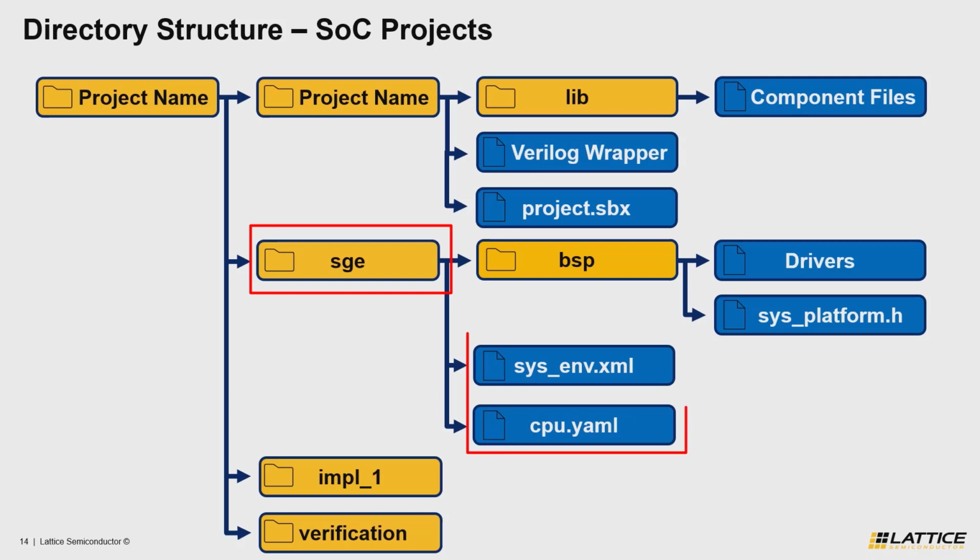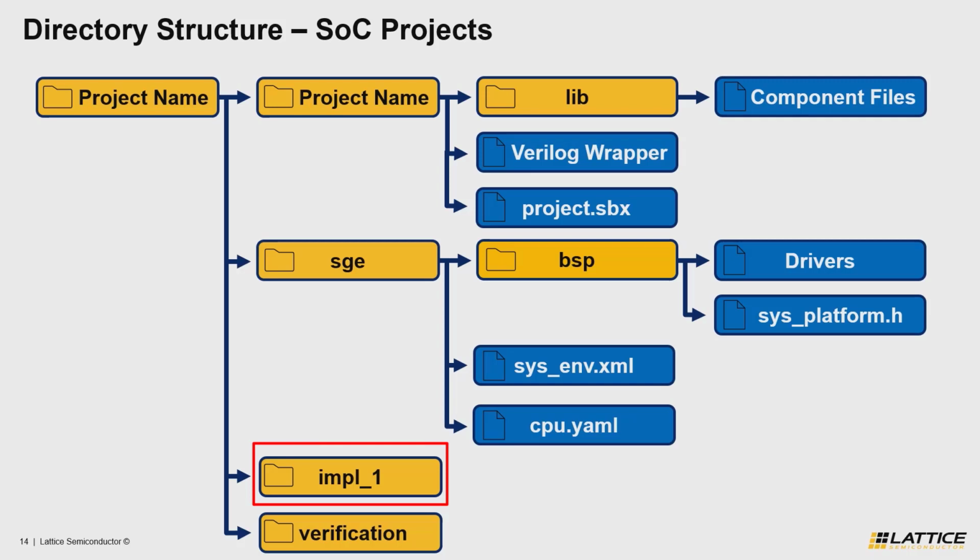Aside from the BSP directory, there are also two additional important files you should know about. The first of these is sys_env.xml, which is regenerated each time you generate your project in Propel Builder. This file contains information about the structure for your SoC project and is used to create and update your C project in Propel SDK as you make changes to your Builder project in Propel Builder. The second important file in the SGE directory is cpu.yaml, which contains information about the processors in your project and is used for debugging.